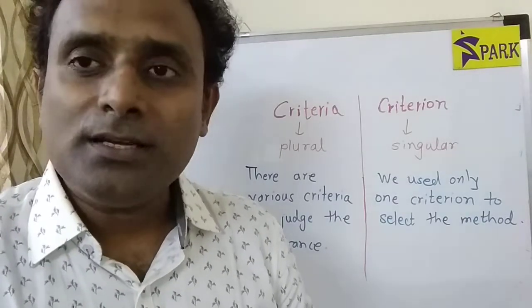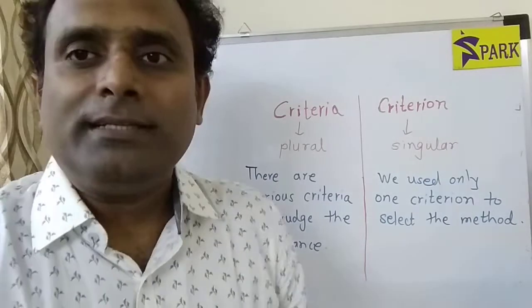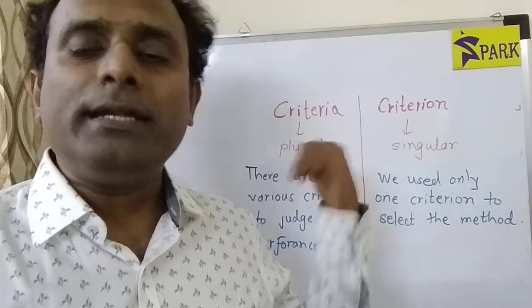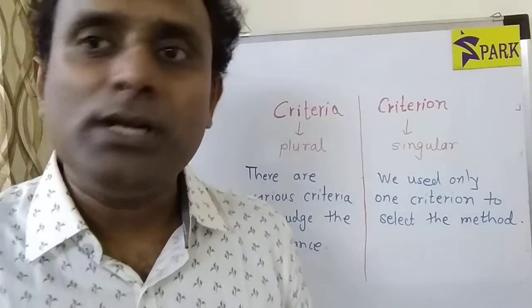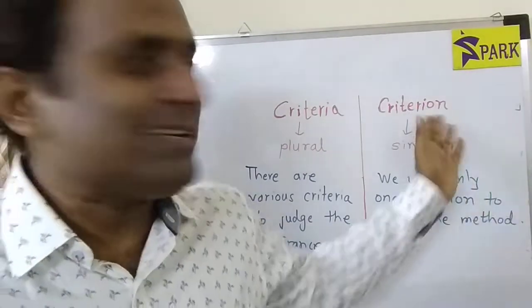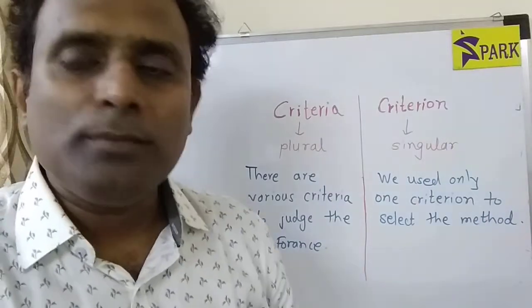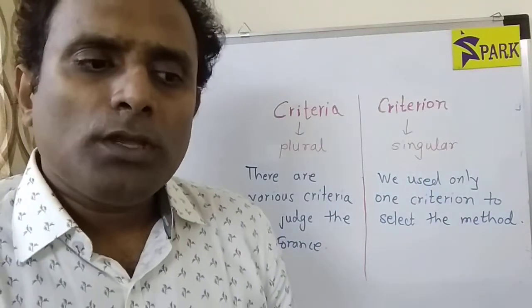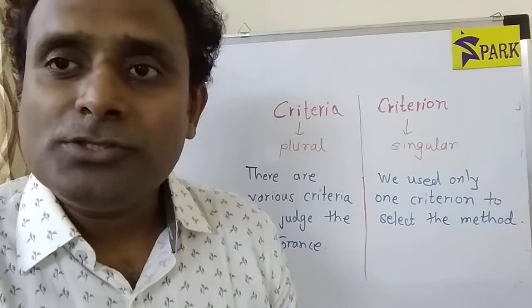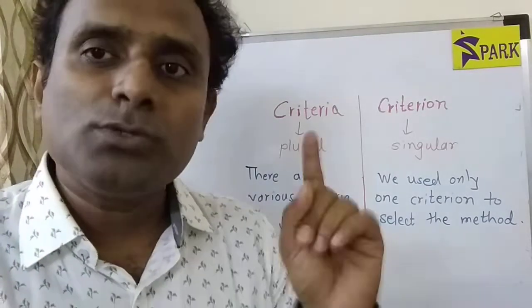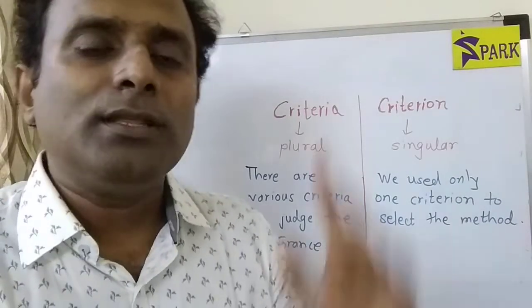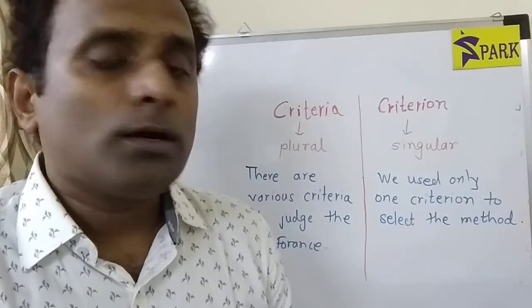The word criteria is the plural of the word criterion. Criterion is singular, criteria plural, just as student singular, students plural. Similarly, criterion singular, criteria plural. We cannot say one criteria, just as we cannot say one students. It will be incorrect. We have to say one student. Similarly, we have to say one criterion.